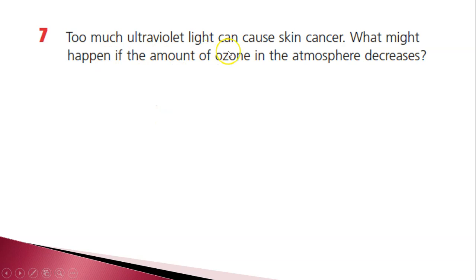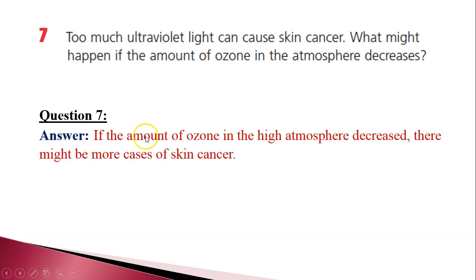Too much ultraviolet light can cause skin cancer. What might happen if the amount of ozone in the atmosphere decreases? This also we had discussed during the ozone day. Hope you remember about the play that was performed in our school. If the amount of ozone in the high atmosphere decreased, there might be more cases of skin cancer.